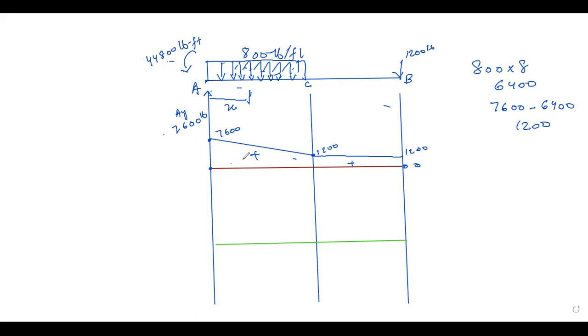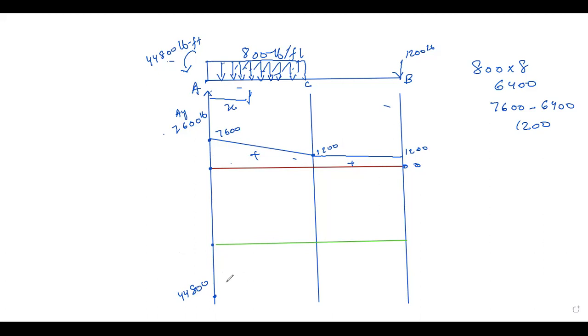Now it's time to calculate the moment. For moment, we usually start from 0, but there is a fixed support, so we will start from 44,800. This is our first moment.